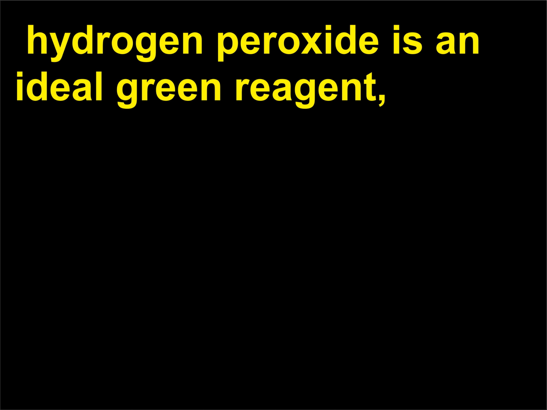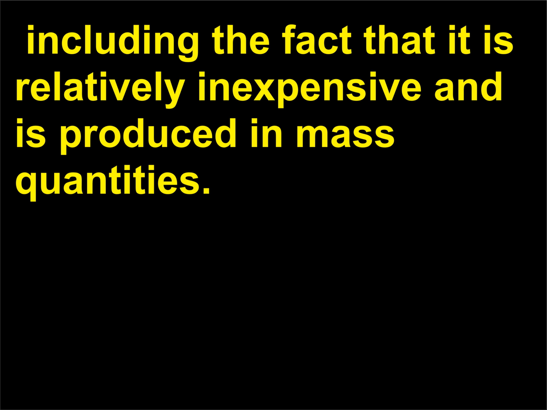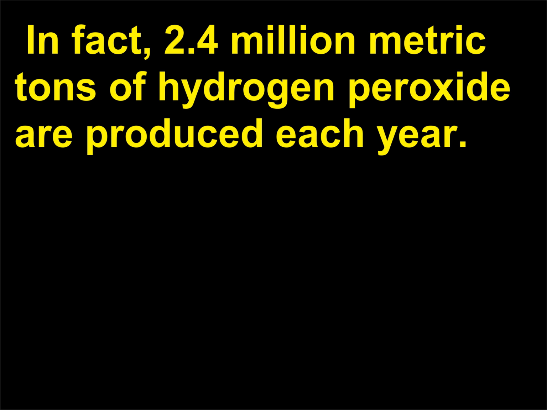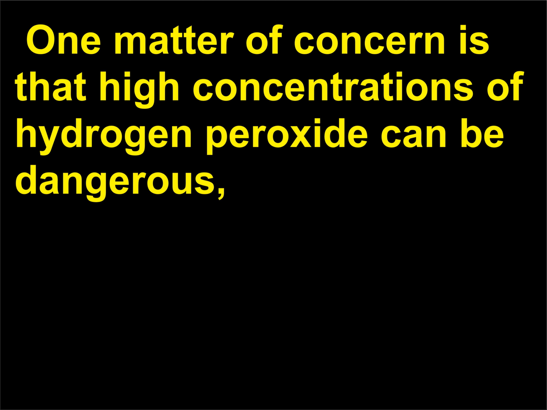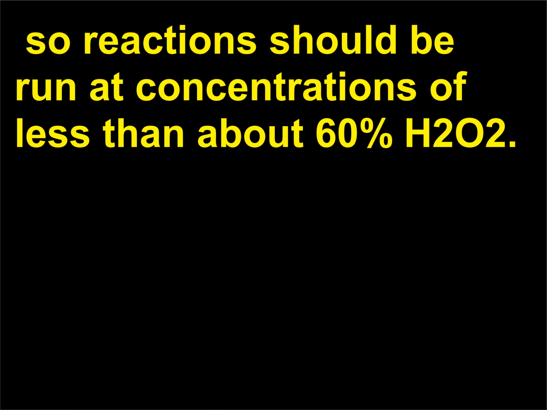Hydrogen peroxide is an ideal green reagent, including the fact that it is relatively inexpensive and is produced in mass quantities. In fact, 2.4 million metric tons of hydrogen peroxide are produced each year. One matter of concern is that high concentrations of hydrogen peroxide can be dangerous. So reactions should be run at concentrations of less than about 60% H2O2.